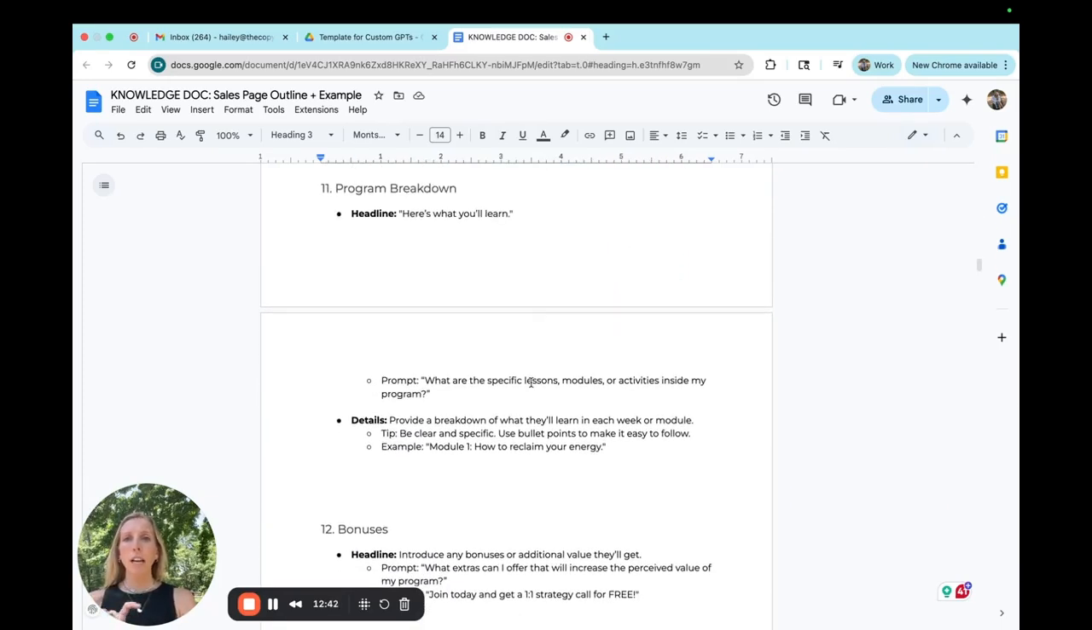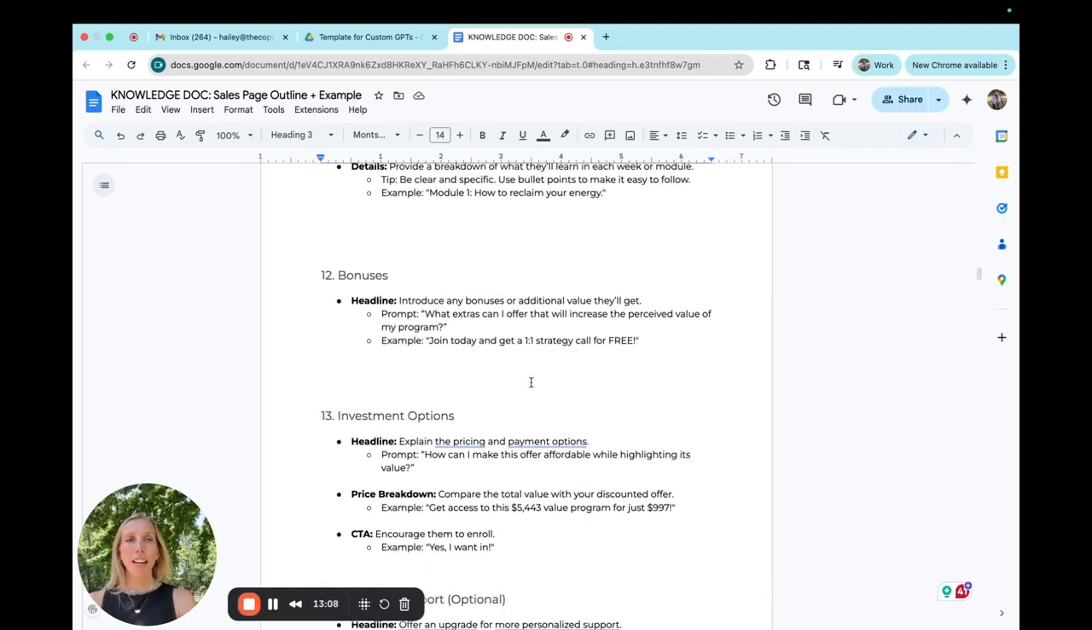Then a little bit further down, depending on what you have, if it's an online course, we're naming what each module is and going a little bit deeper into that. What are the specific lessons, modules, activities inside the program? Providing a breakdown of what they'll learn in each week or module, being really specific. So that's where you can do the specific program breakdown. If you don't have that, that's okay. You don't have to have that section.